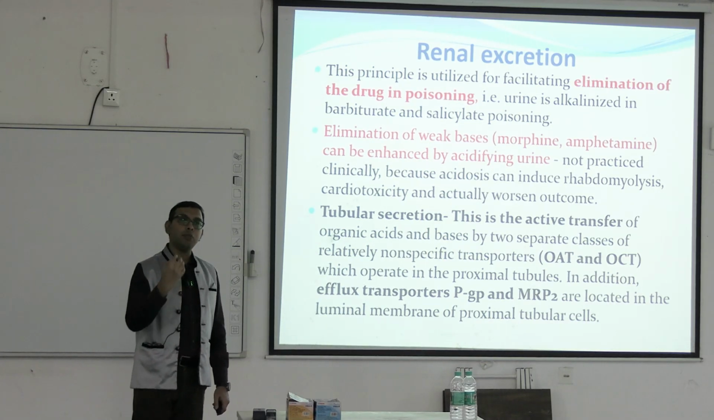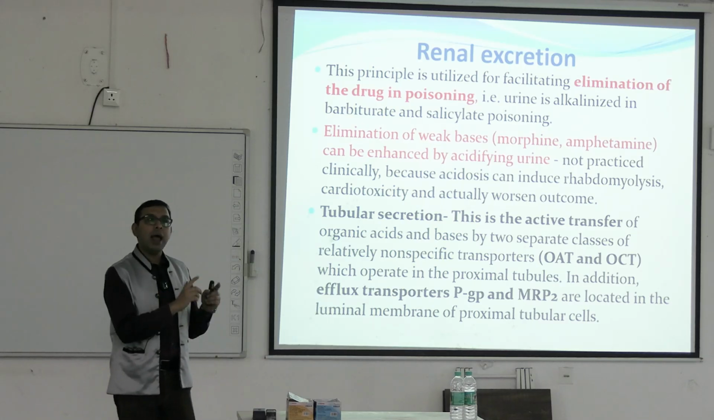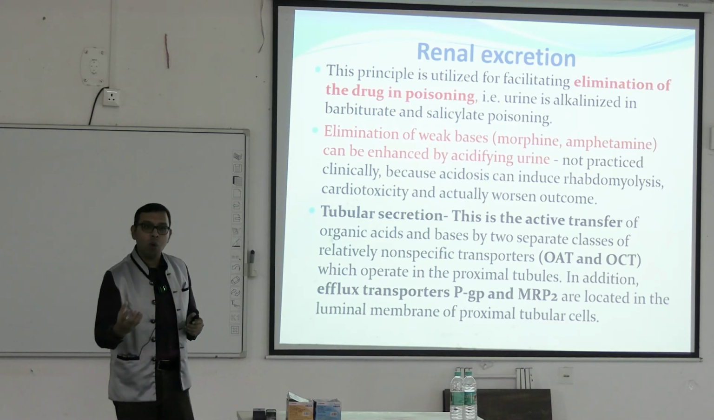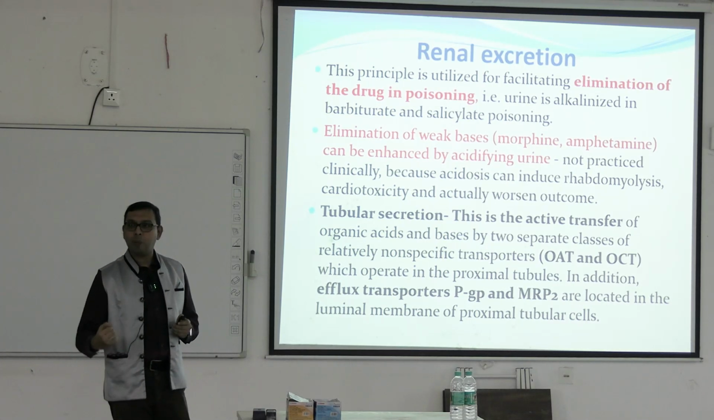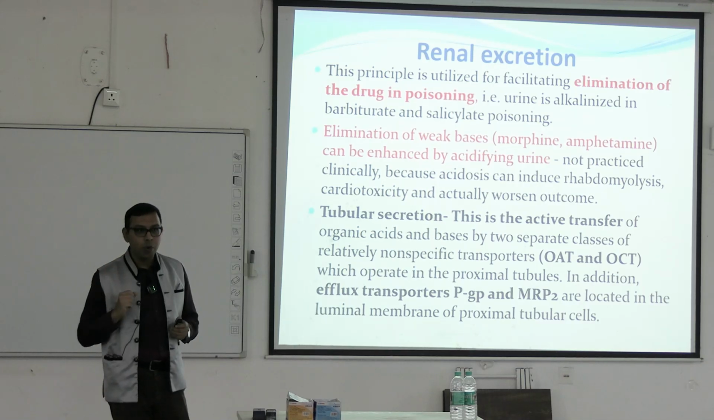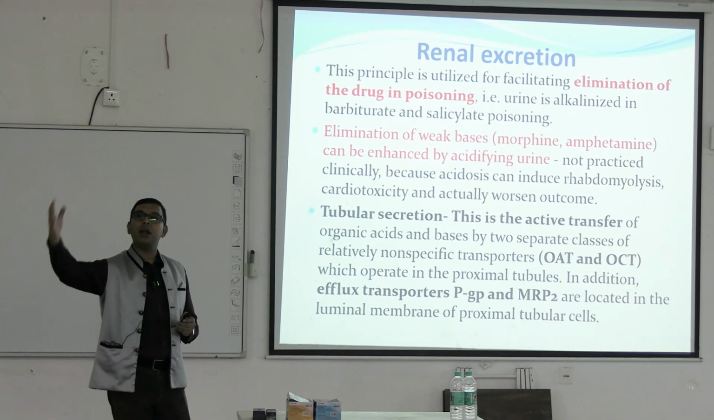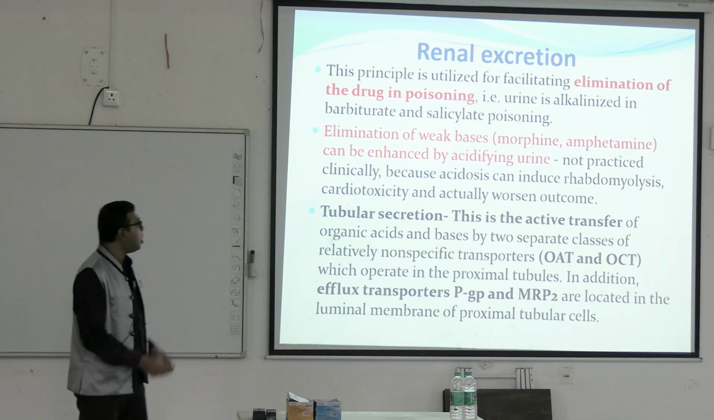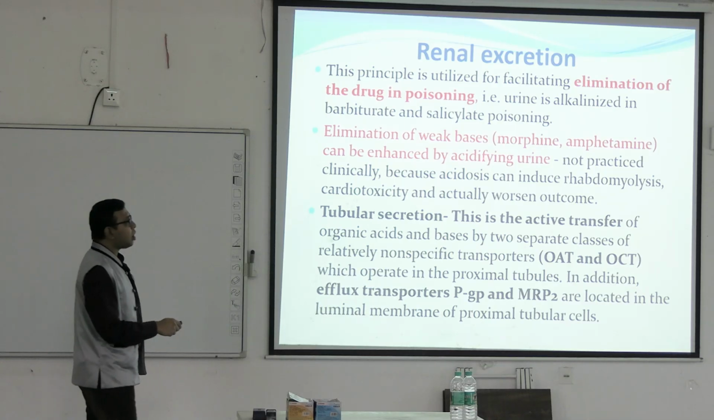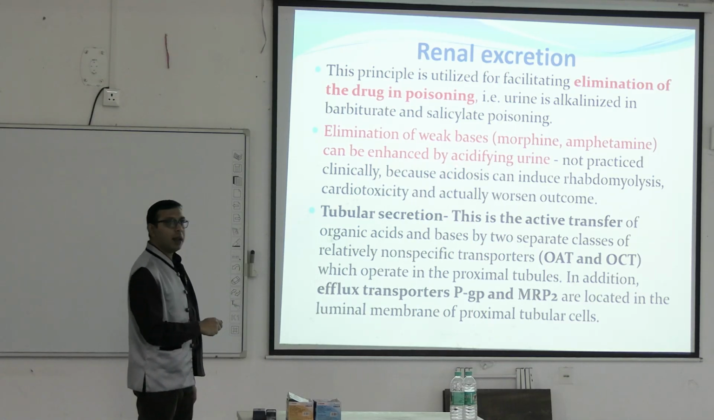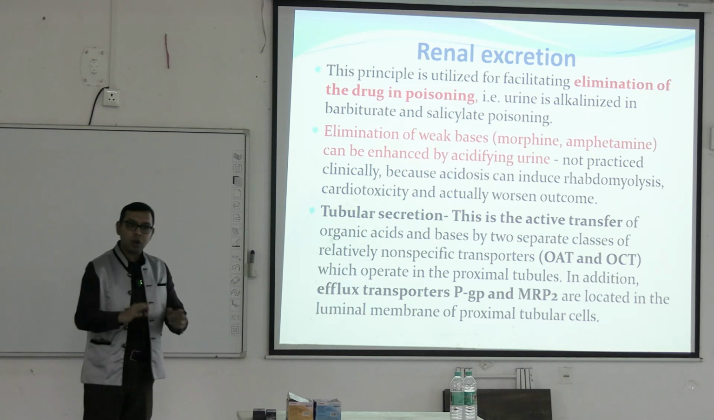When the urine becomes more alkaline, weakly acidic drugs will ionize more. They will be less reabsorbed from the different types of tubules and they will be more excreted out from the body. So it is clear. Elimination of weak bases like morphine and amphetamine can be enhanced by acidifying urine also, just the opposite.